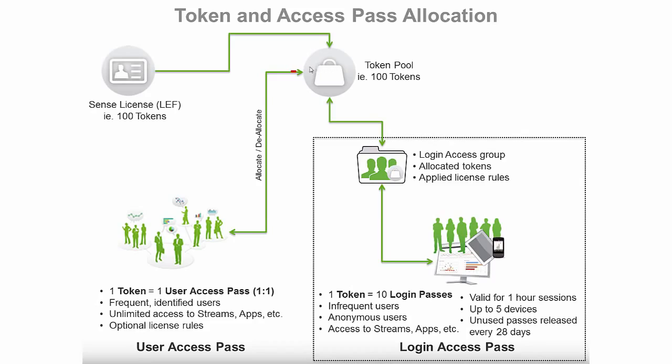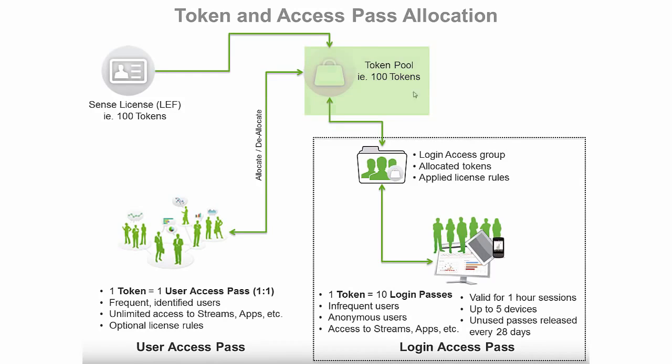Now we have the option to allocate one token to one user access pass. So the ratio here is 1:1. This is for the frequent identified users, as I mentioned. There is an optional license rule that can be attached to these as well to further customize the access. But that's the simplified approach, basically, when allocating users 1:1 utilizing what's called the user access pass. So one access pass, one token. If we assigned 5 users, there'd be 95 tokens left in the token pool.